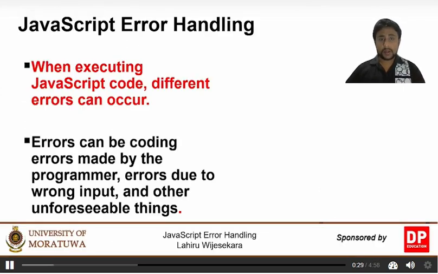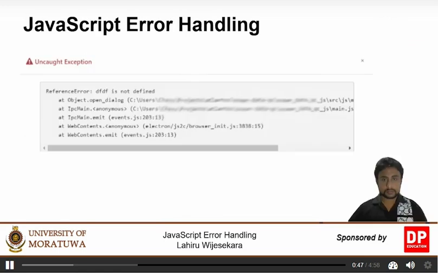A JavaScript may end up with different errors in executing. Errors can be coding errors, maybe by the programmer, errors due to wrong input, and other unforeseeable things. Here you can see an example of an exception. These errors are not for a non-technical person to read.